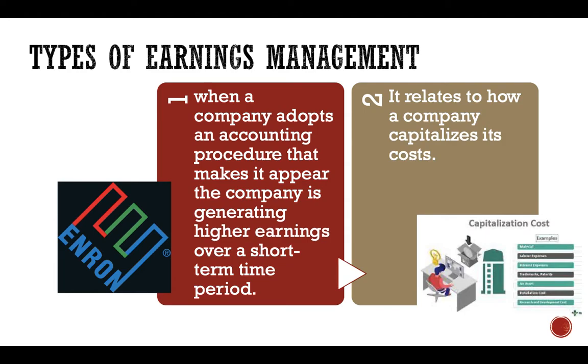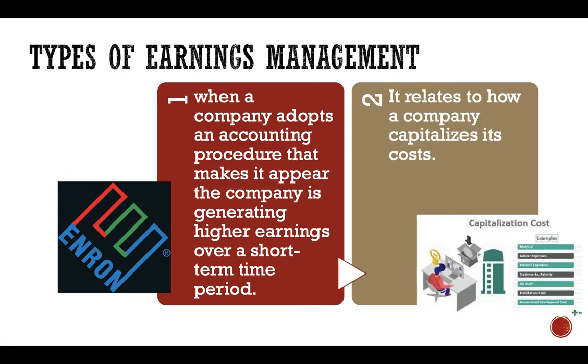There are two types of earnings management. The first one is when a company adopts an accounting procedure that makes it appear the company is generating higher earnings over a short time period. For instance, the Enron Corporation in December 2001, about its collapse and bankruptcy. The company used fake holdings and off-the-books accounting principles to manipulate its balance sheet in order to hide the company's liabilities and inflate earnings. That's the Enron issue.